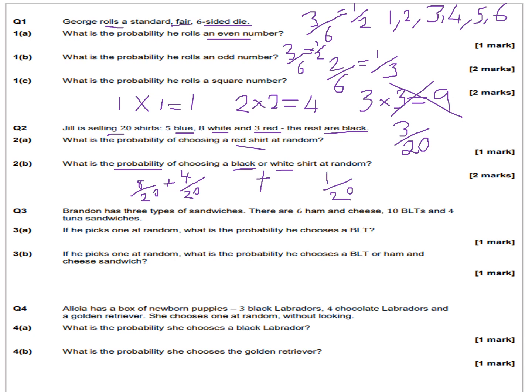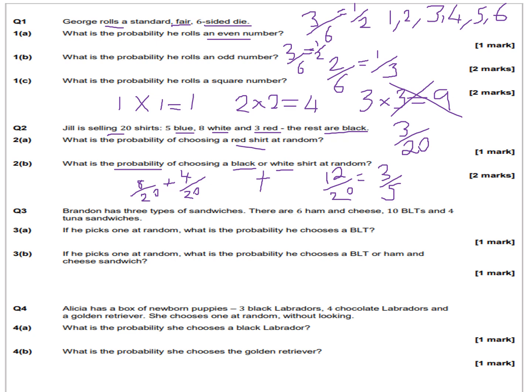Okay, and I get the answer of 12/20, which simplifies to 3/5, dividing top and bottom by 4. Again, at this stage, I'm not too concerned yet about the simplifying, as long as we are happy about getting the probability answer or answers.